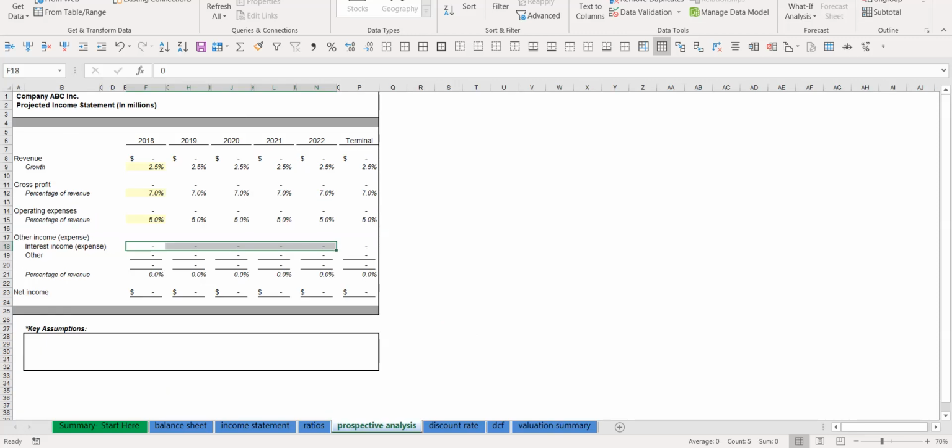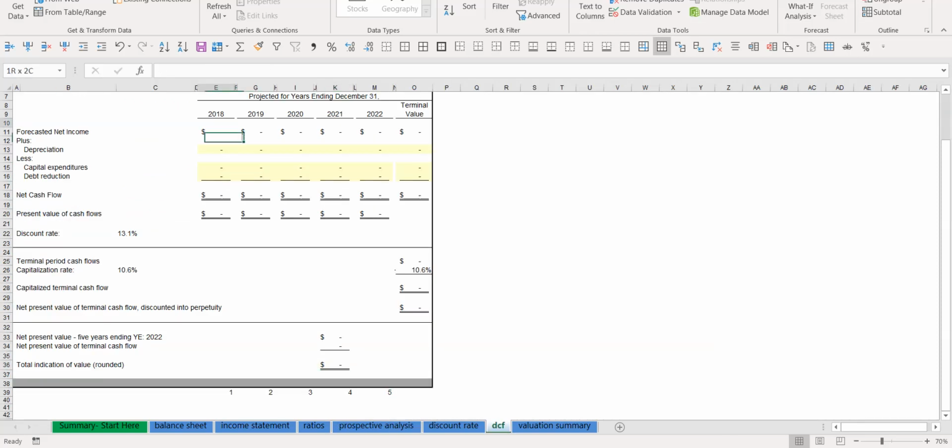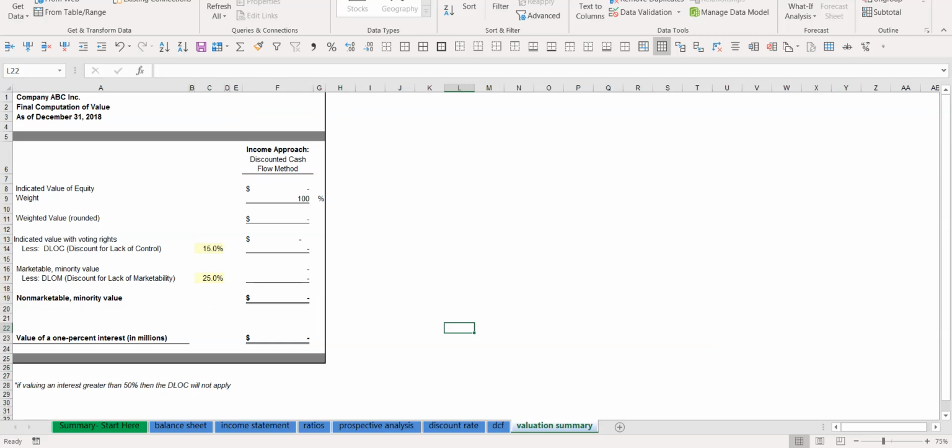What you're going to be doing is using this model, and you'll be doing the projections in this tab, which flow over to this tab, and then you discount the future cash flows to present value, as well as the terminal value, and that gets you a lump sum amount, right? And that flows over here, and then you deduct the discount for lack of control and the lack of marketability. Okay, but I'm going to go ahead and explain these.